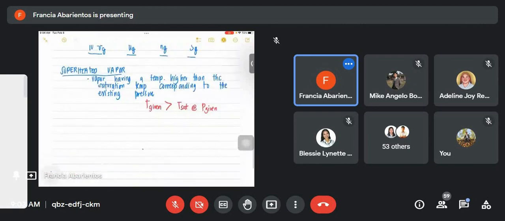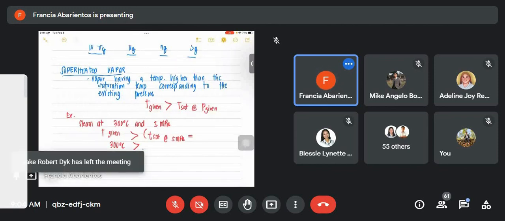Example natin is steam at 300 degrees Celsius and 5 megapascal. So, hanapin natin, ang given sa atin, the given temperature sa atin is 300 degrees Celsius. So, tingnan natin if that is greater than. So, hahanapin natin yung saturation temperature natin at 5 megapascal. Tingnan nyo nga sa steam table. 5 megapascal.